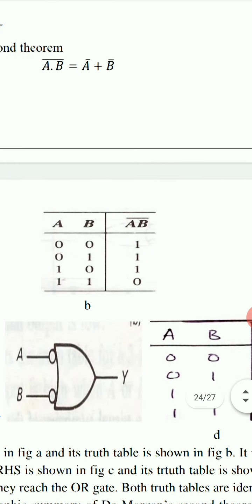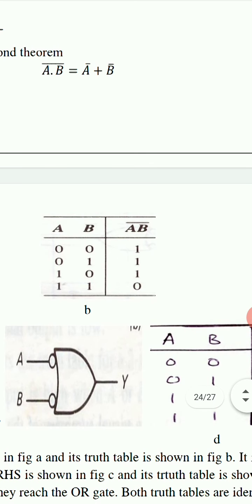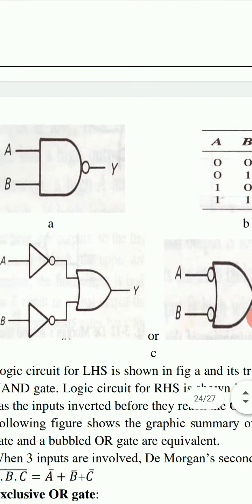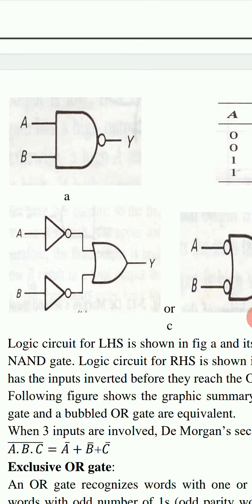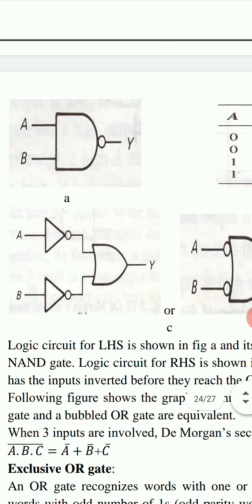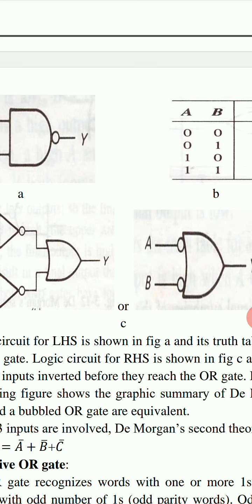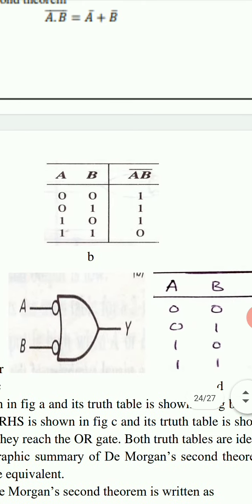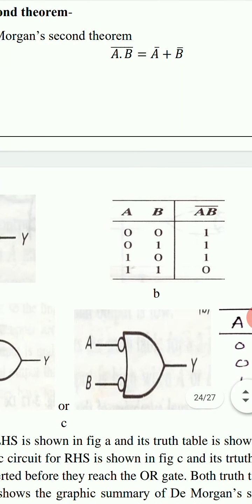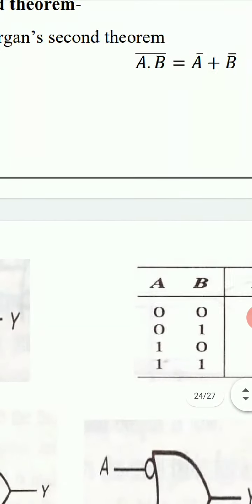Similarly, its right hand side is A bar plus B bar, and for this right hand side the logic circuit is this. A and B are two inputs connected to NOT gates. The outputs of these two NOT gates will be A bar and B bar respectively. These are the input of the OR gate, and the output of this OR gate Y will be equal to A bar plus B bar, which is the right hand side of this De Morgan's second theorem.